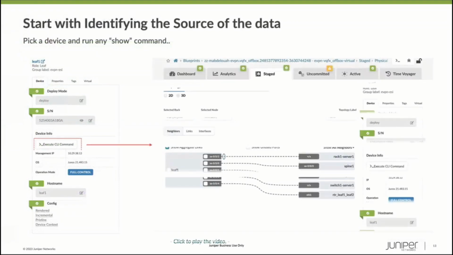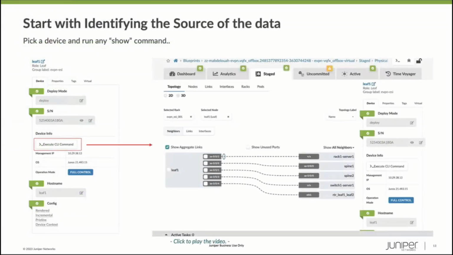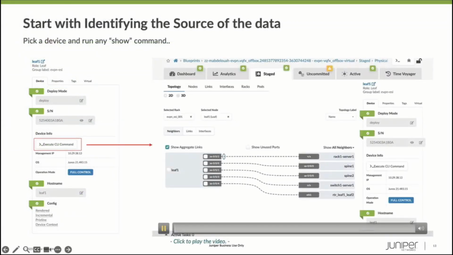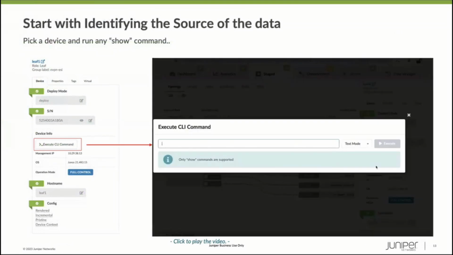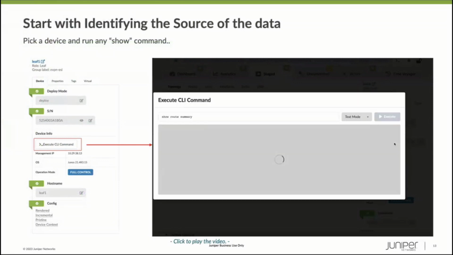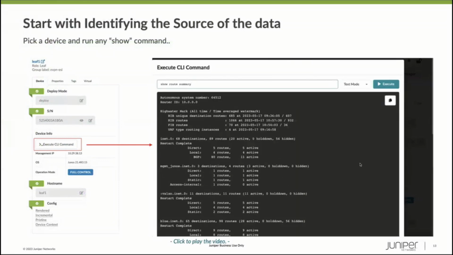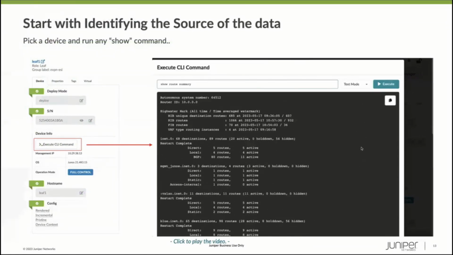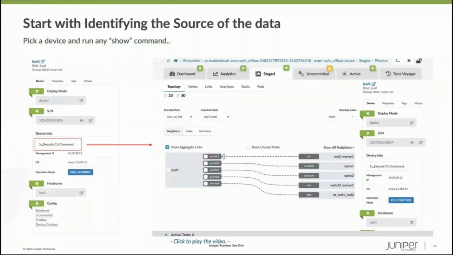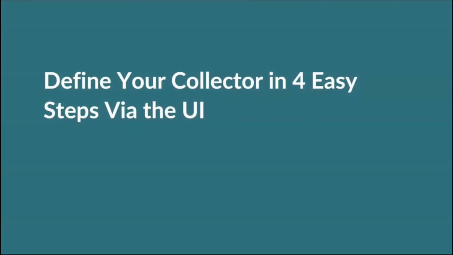So the first step is starting with identifying your source of data. And just now in our newest releases, you can execute CLI commands directly from the Apstra UI. So no longer do you have to open up a separate terminal session, run a command, capture the output, copy it, whatever. You can now natively do it within Apstra. So this is our first building block. You can now run CLI commands in Apstra.